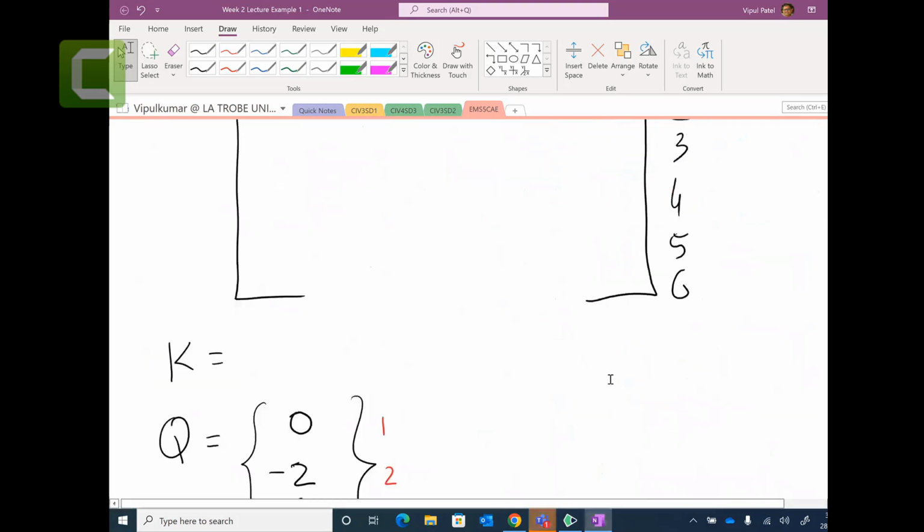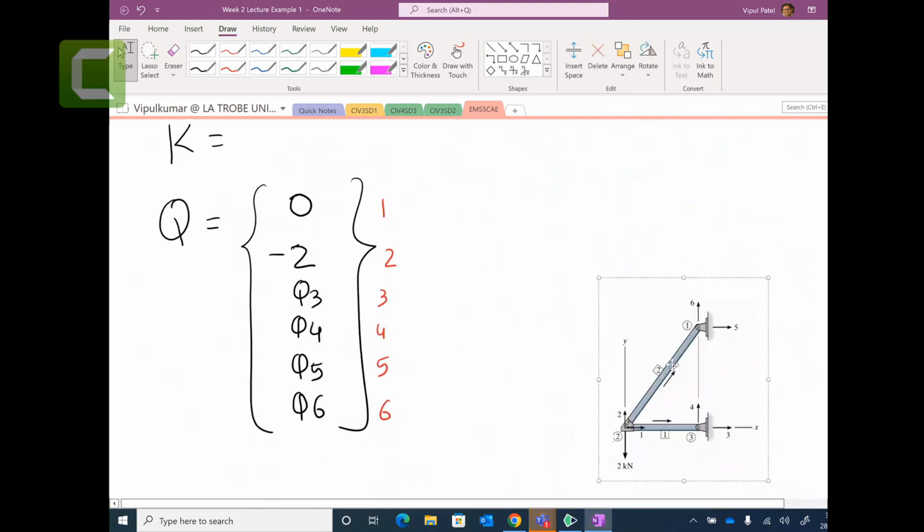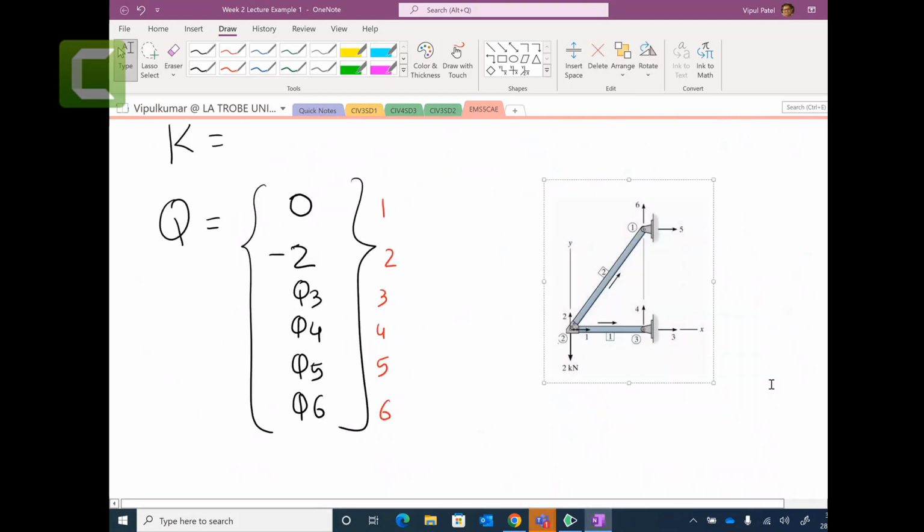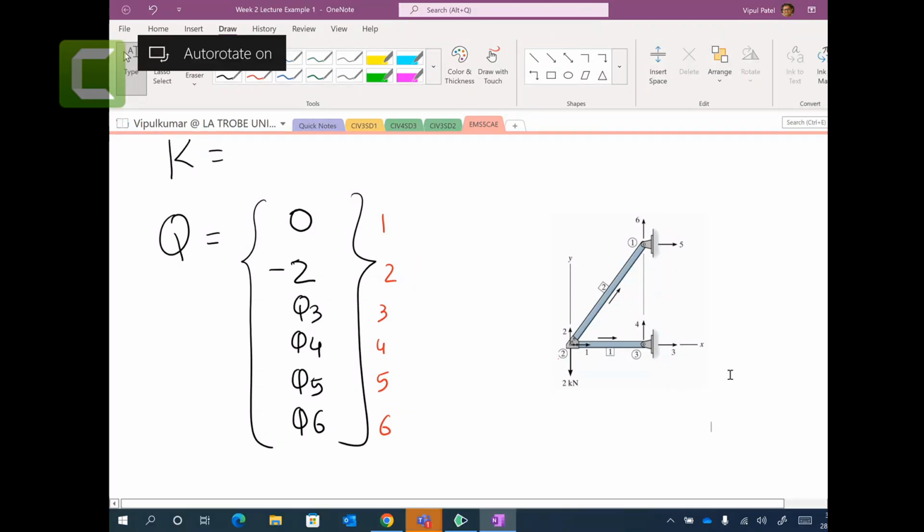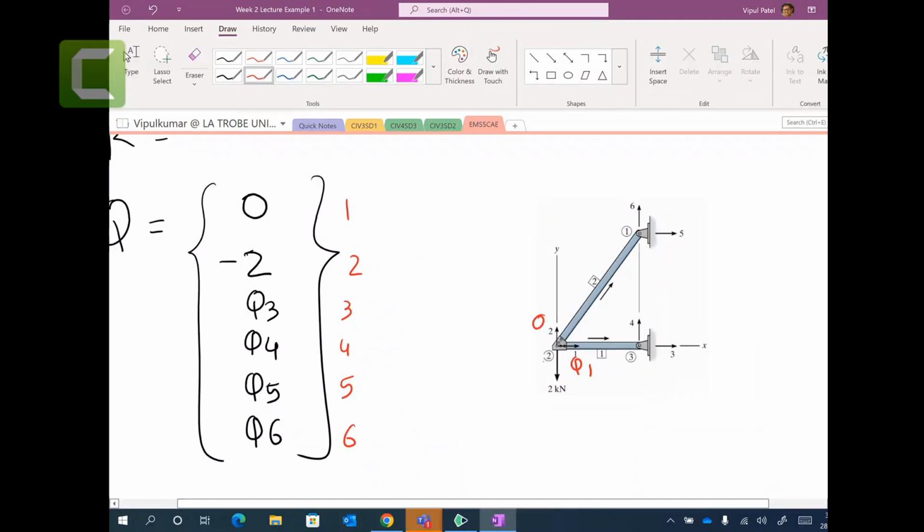Copy, Control V. Now, this is your Q1, this is your Q2, this is your Q3, this is your Q4, this is your Q5, this is your Q6. Right? These are all your Q1, Q2, Q3, Q4, Q5, Q6.